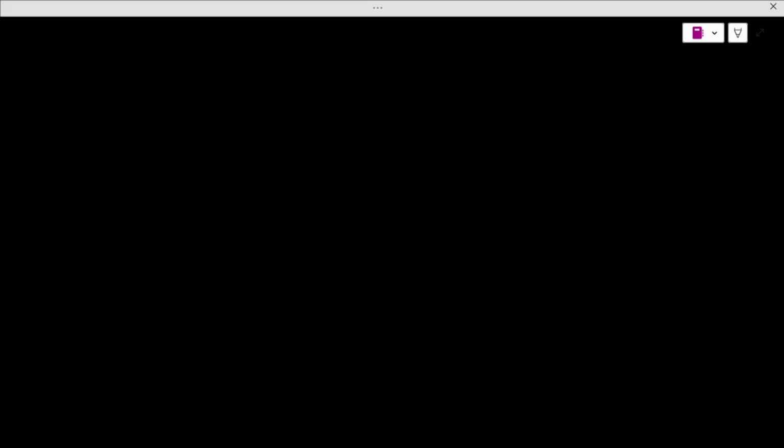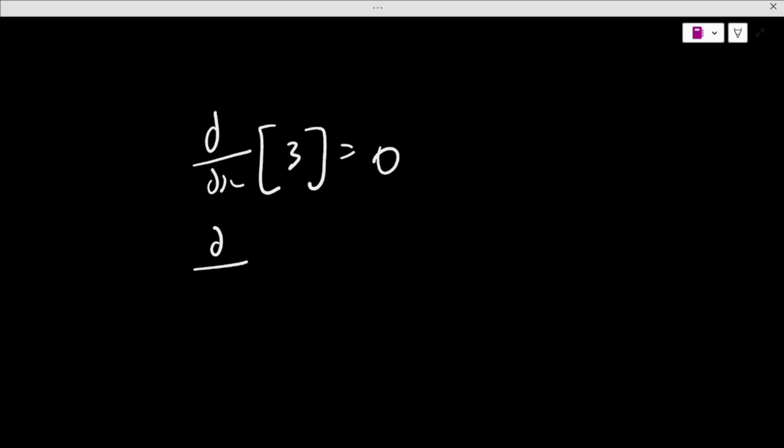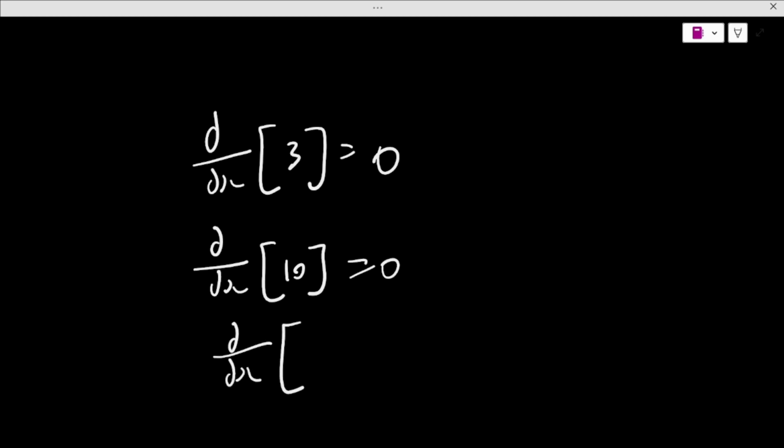Okay, so quick fire. What's the derivative of 3? Well, 3 is a constant, so that's 0. What's the derivative of 10? Well, it's still 0, because 10 is a constant. What's the derivative of pi? Well, pi is still a constant, it's 3.14-ish, so it's still 0.